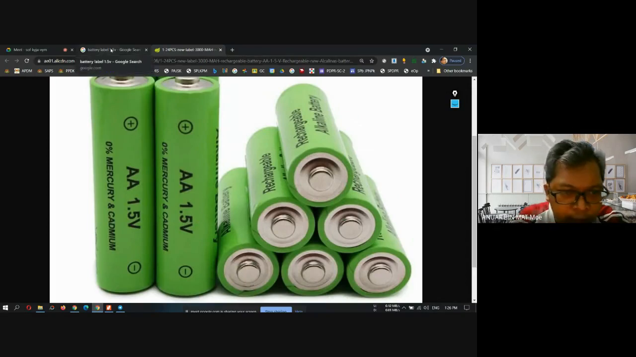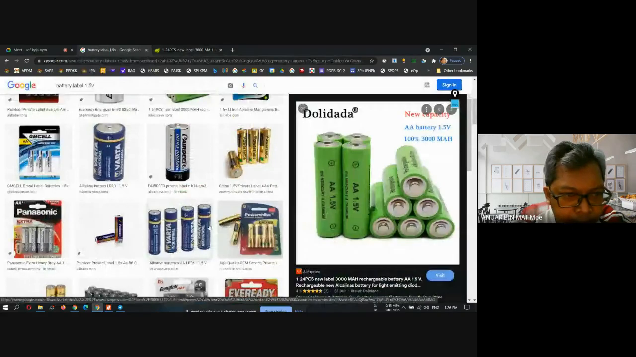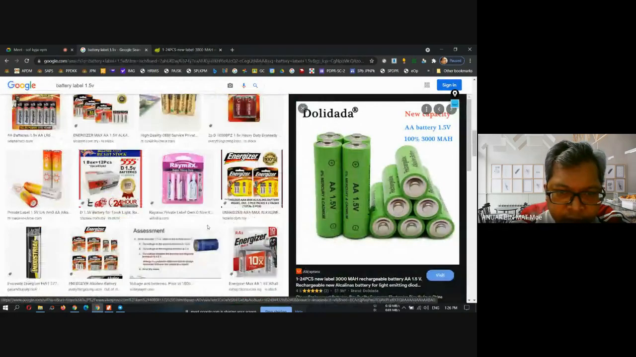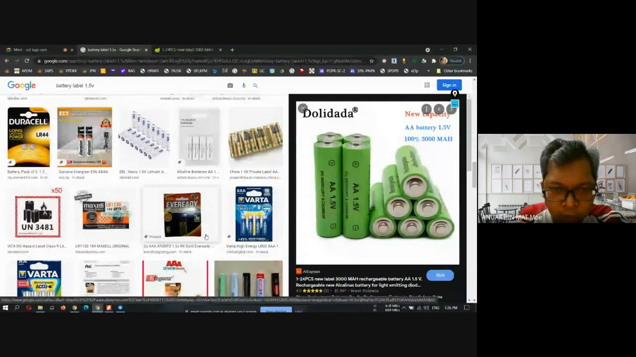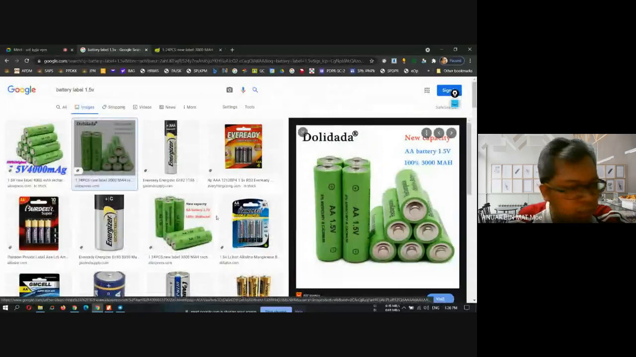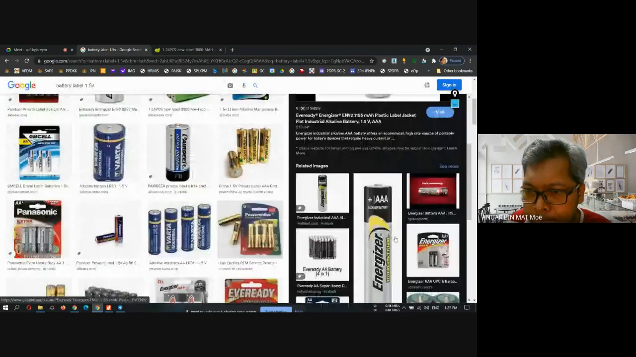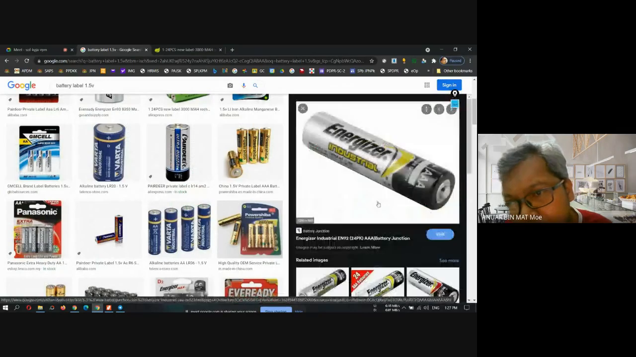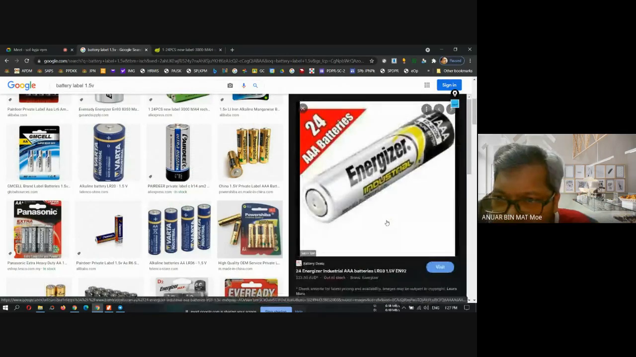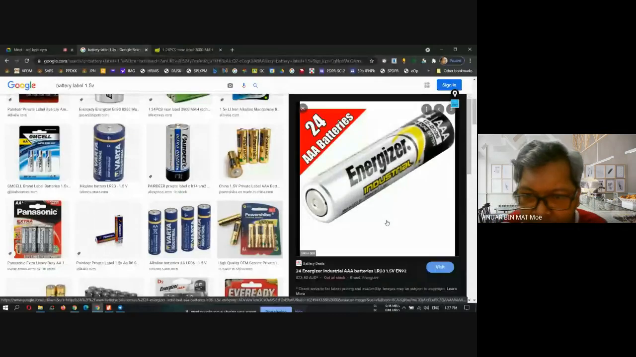Okay, next one. There is information on the battery on how much voltage it holds, and usually for an AA or AAA battery the amount of voltage is 1.5 volt. Okay, 1.5 volt. There is information on the label here. Can I see the information here? Cannot. This one also cannot.